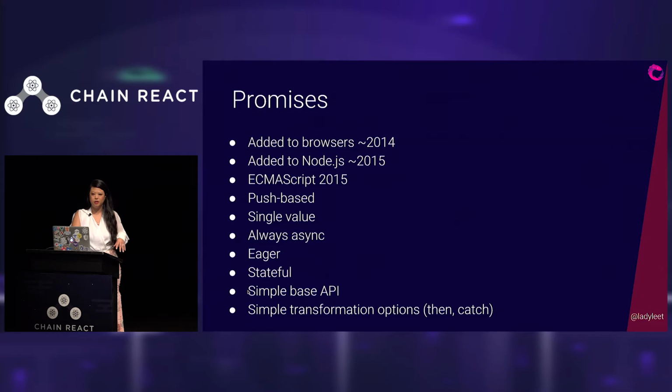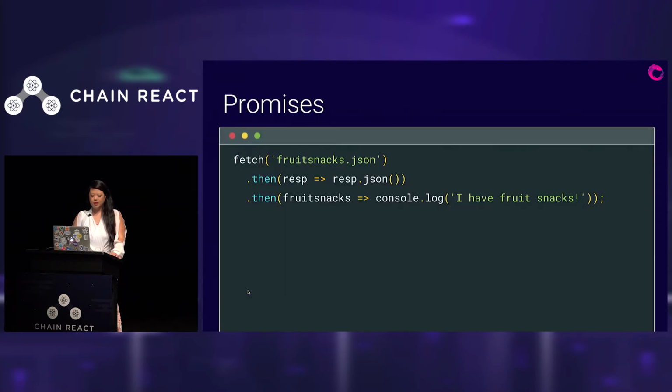They're push-based, single value, always async, eager, stateful. They have a simple base API and obviously like simple transformation options like then and catch. If you look at this code right here, yay for a big screen. So this is reactive because it allows you to process a value asynchronous and in steps through then blocks, right? So I'm just using the fetch API here, and then I'm chaining to fetch a JSON file, and then I'm chaining together promises to parse a JSON file into a JavaScript object, and then console logging to signal that I've completed the parsing and I have fruit snacks.